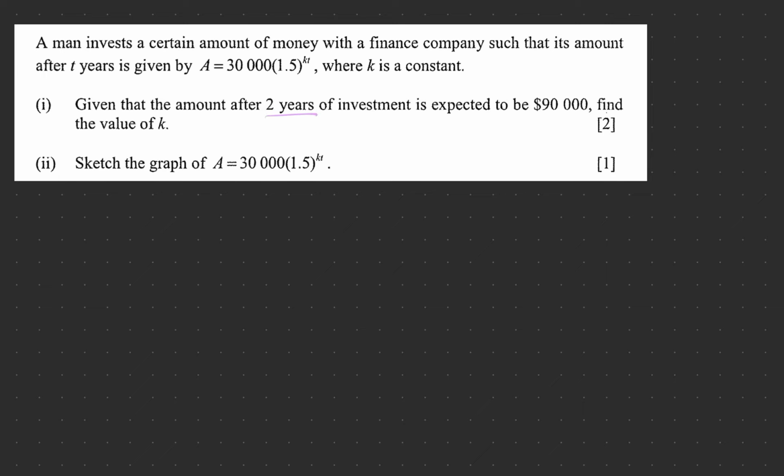So after 2 years, therefore my t will equal 2. So we can substitute in that value. We need to find the value of k. We know that our A, which is our total price, will now be 90,000. So 90,000 equals 30,000 times 1.5 to the power of 2k.